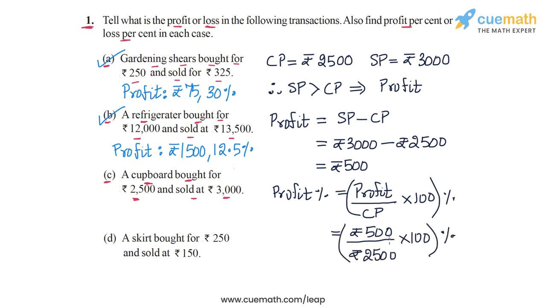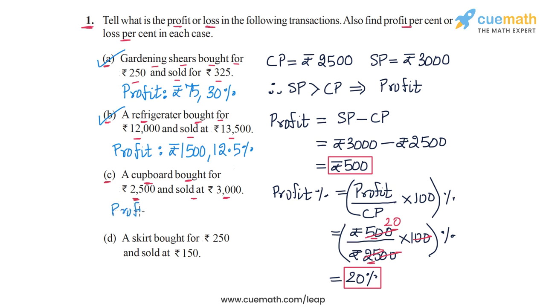So let's simplify this. So we cancel out 2 zeros from here and here. Then we have 500 by 25, and this is simply equal to 20. So we will get the answer as 20%. So in this transaction, a profit of rupees 500 was made, and that translates to a profit percentage of 20%. So this is the answer for part C.